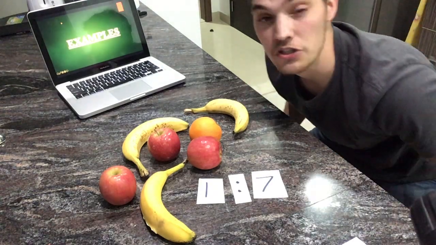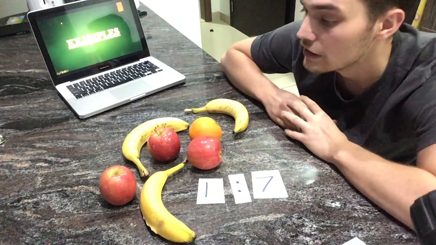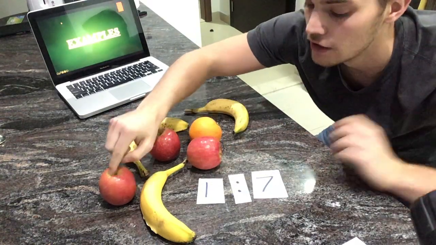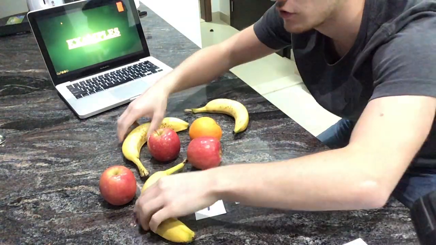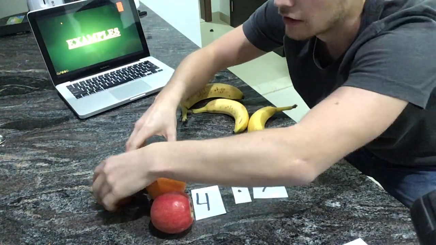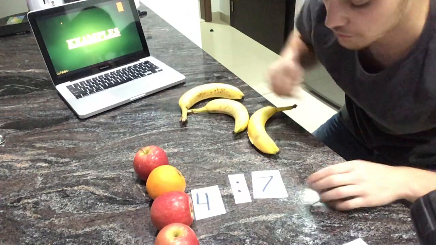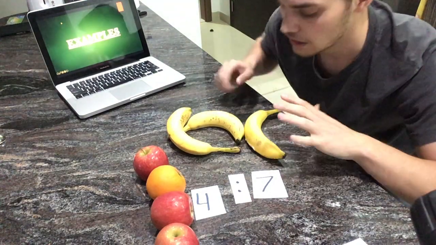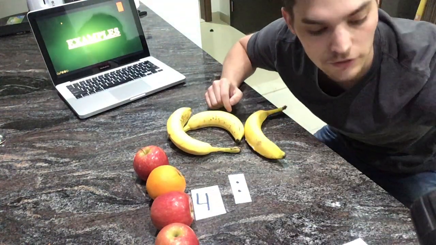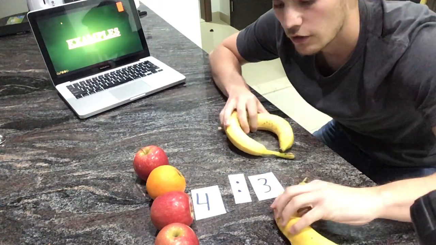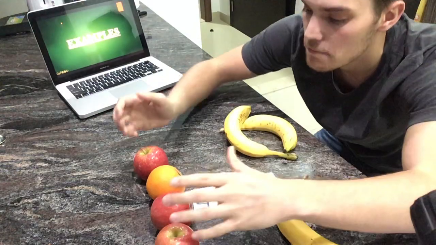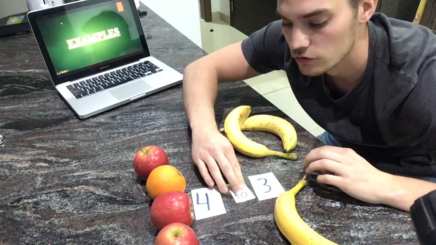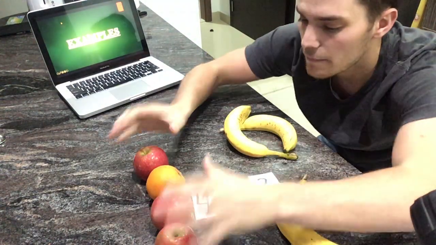Now if I said, how many circular fruit do I have compared to the entire amount of fruit, I have 1, 2, 3, 4 circular compared to 7 whole fruit. If I wanted circular fruit compared to just bananas, it'd be 4 circular fruits to 3 bananas. All right, so a ratio is comparing one to another. So, apples to oranges.